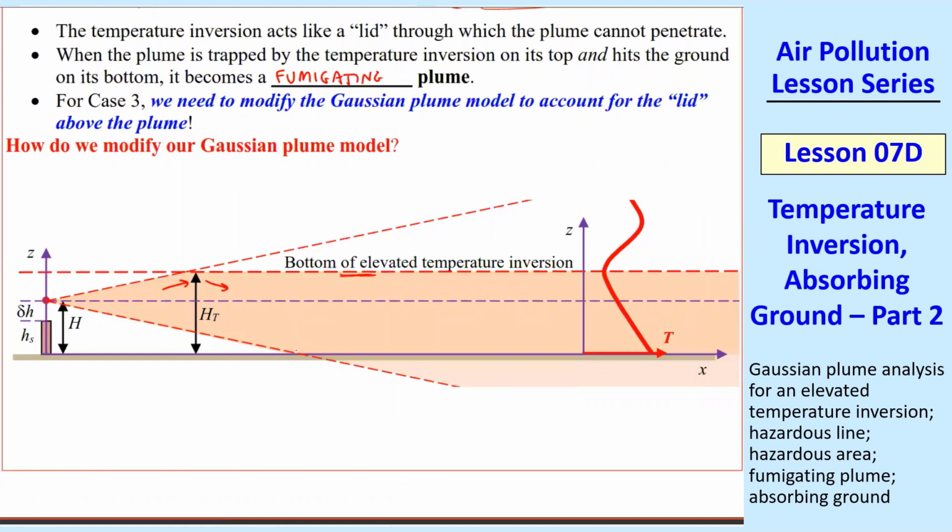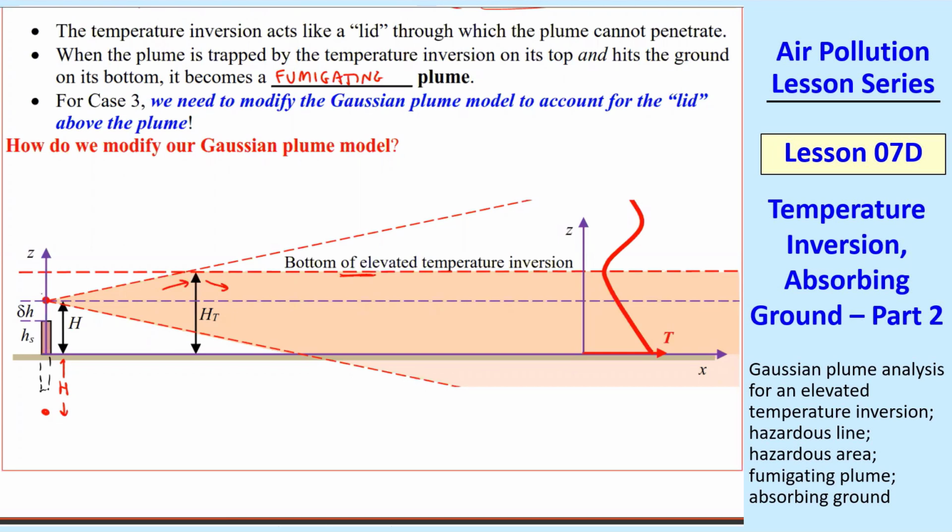Remember when we talked about a reflecting ground, we said the plume will come in and reflect off the ground. Well, here it's an absorbing ground, so we don't have that going on, but we do have a similar kind of reflection going on up here. So if you remember before when we talked about a reflecting ground, we added an image source under the ground. So we put an image source down here at the same distance H from the ground up as it is from the ground down below the ground. We put that image source.